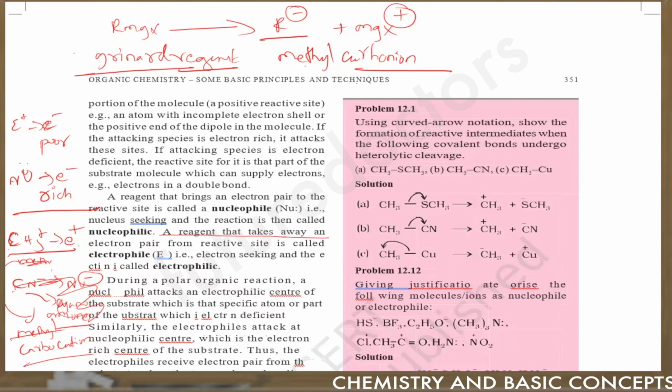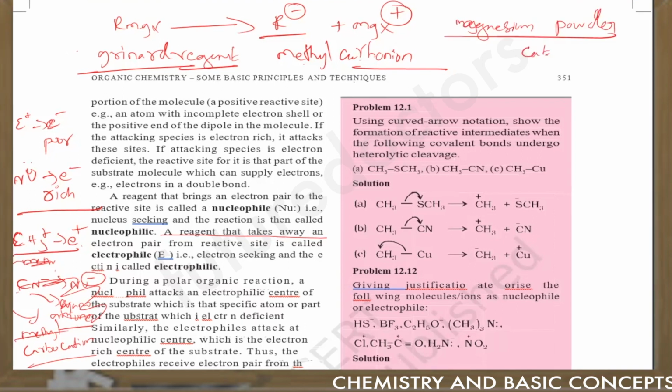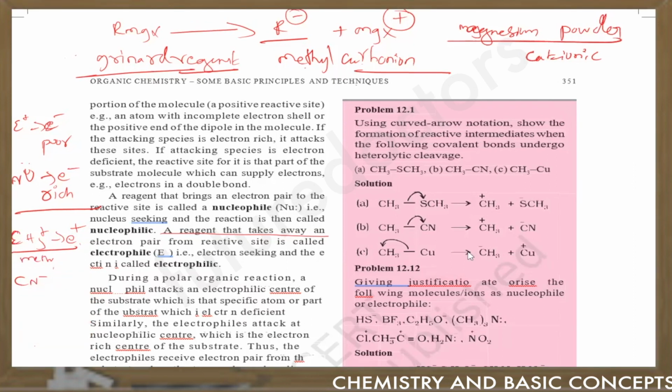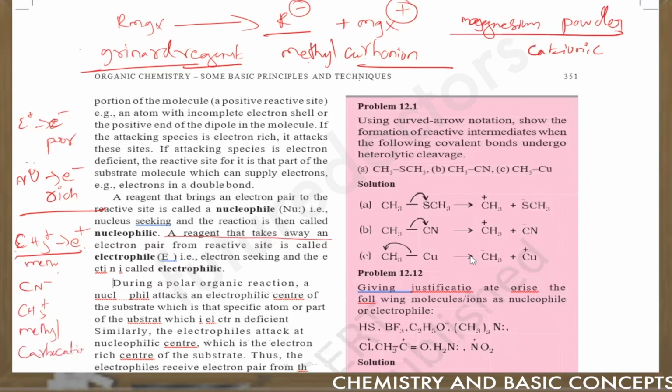That is Grignard reagent, which gives magnesium halide cationic. So now if you see, which one will be the nucleophilic? CH3 positive, methyl carbocation. Is methyl carbocation electrophilic or nucleophilic? Methyl carbocation is electrophilic.